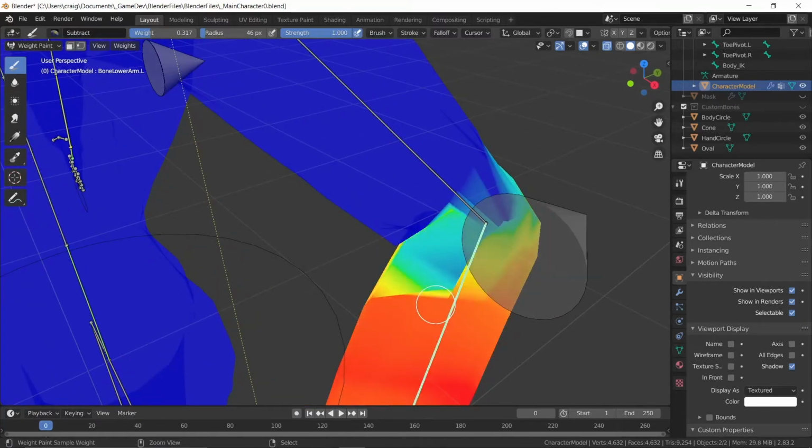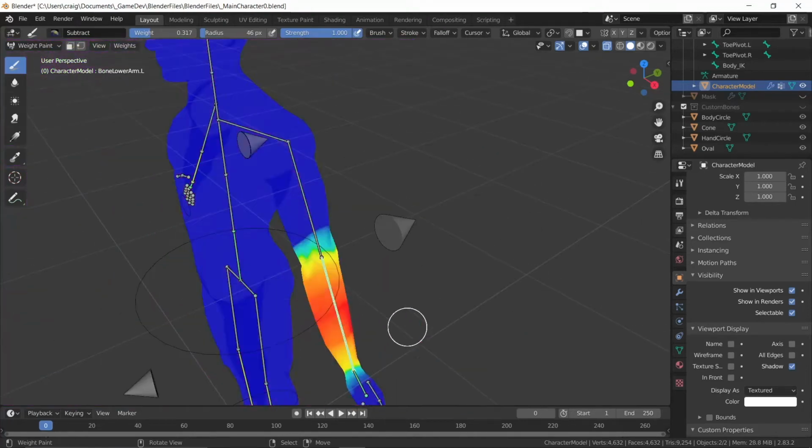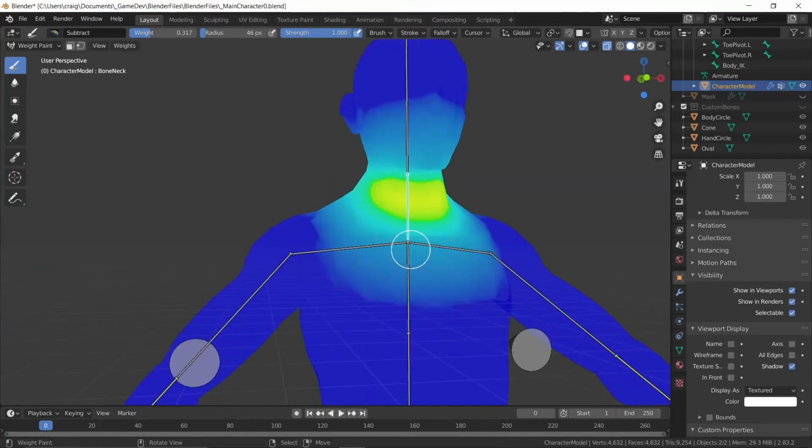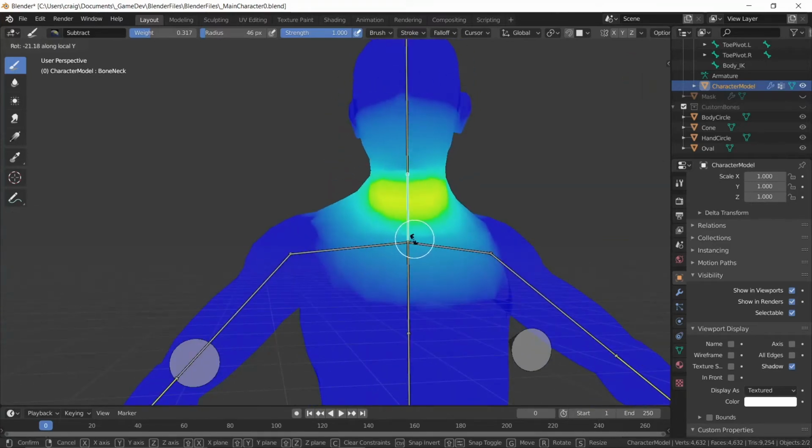I had to do a little work on the elbows since the mesh was bending not quite to my liking. Fortunately, the weightings on the rest of the mesh were quite good, so it didn't need much work.